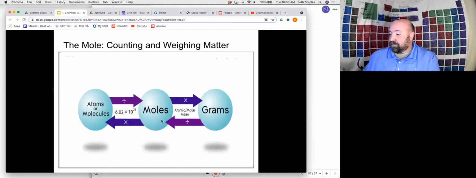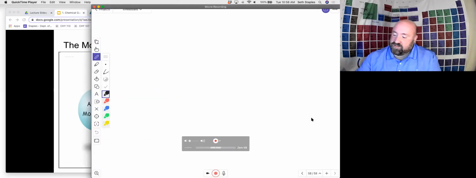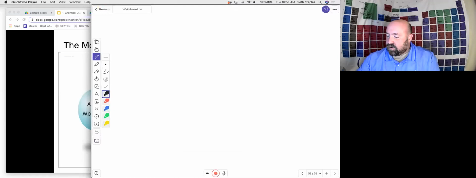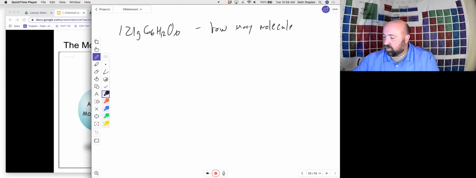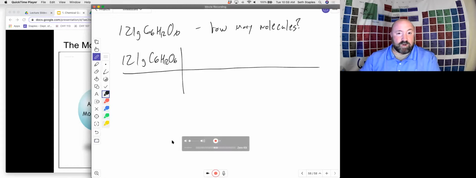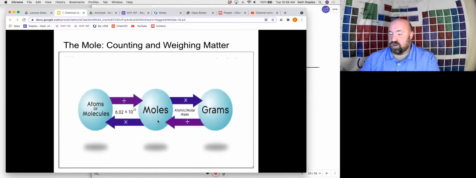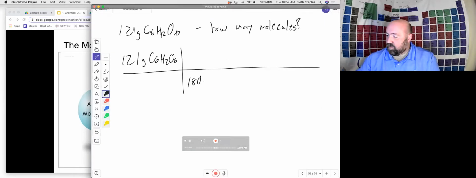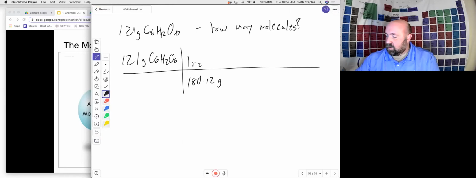And you could do these in 2 different steps. Let's say, we'll stick with glucose. If you have, we'll say 121 grams of glucose, and we want to know how many molecules of glucose that is, we're just going to set up both calculations right at once. Sorry, writing very sloppy today. But first we're going to convert over to moles. And so all I'm doing here is I'm starting with grams and I'm going to convert over to moles. So I'm going to divide by the molar mass, my 180.12 grams, 1 mole.